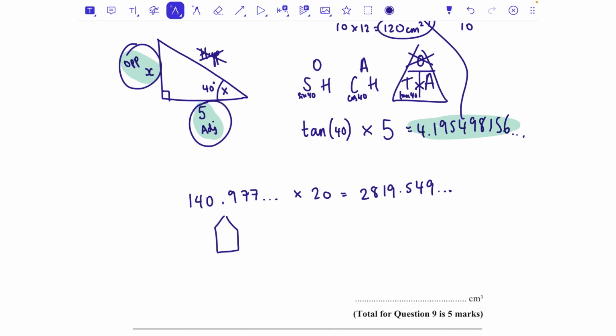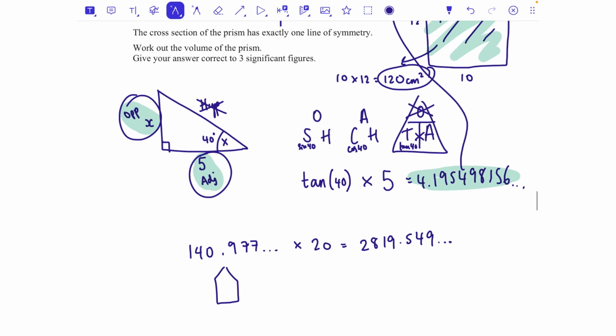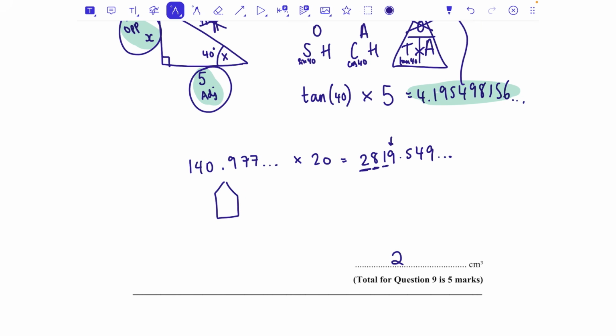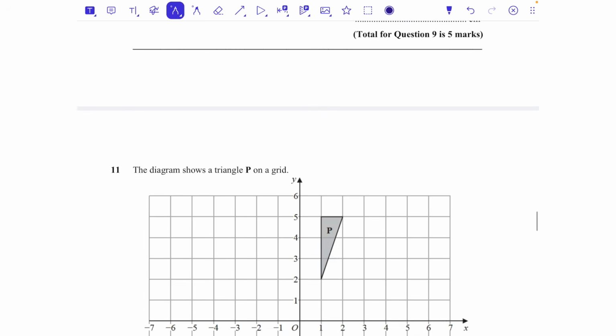2,819.549. What are we rounding to here? It says 3 significant figures. So there's your first significant figure, there's your second, there's your third, but the 9 rounds up. So this is going to be 2,820 centimetres cubed to 3 significant figures. 5 marks for that one. Well done if you got that.